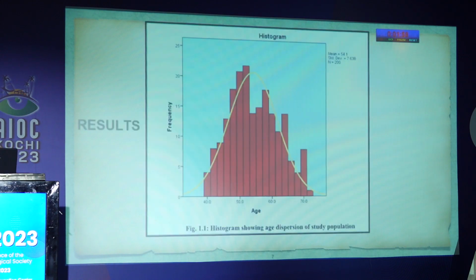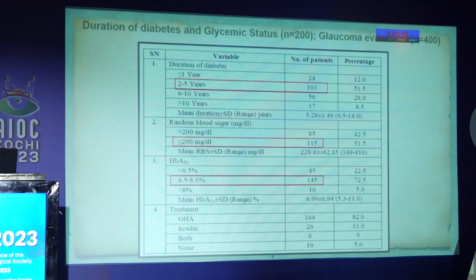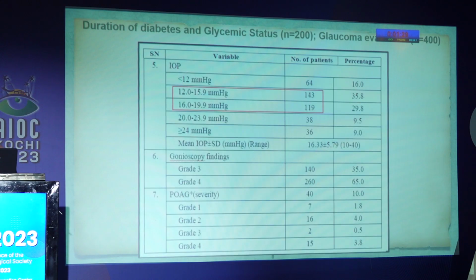The results showed that the mean age of the population was 54. The male gender constituted 56%, female 44%. When we study the duration of diabetes and glycemic status, we see that mostly the people fall between 2 to 10 years, and a random blood sugar of more than 200 milligram per dL was seen in the majority of patients. Higher HbA1c was seen in the majority of the population, and most of the patients were using oral hypoglycemic agents. Most of the patients were falling between 12 to 20 mm of mercury intraocular pressure, and obviously we are taking open angles, but the severity of primary open angle mostly was falling in grade 2 and grade 4.